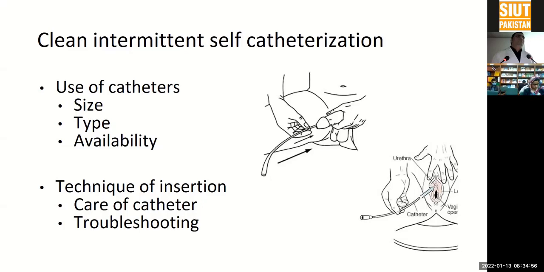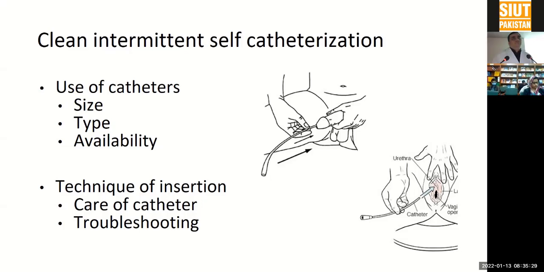Sir, we first start with telling them about the hygiene and the frequency of CIC, because different people have different needs for the frequency. To some people, we tell them to do CIC at least 3 times a day. To some people, we tell them to do it 4 times a day. And then we start with the hygiene, that you have to clean your hands every time you do this. And then we tell them about the Nelaton tube, that there are different sizes of Nelaton tube.